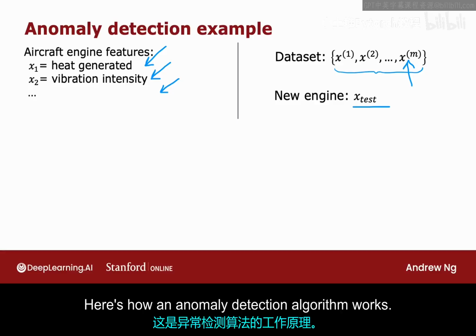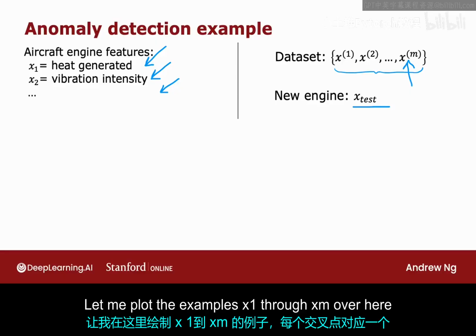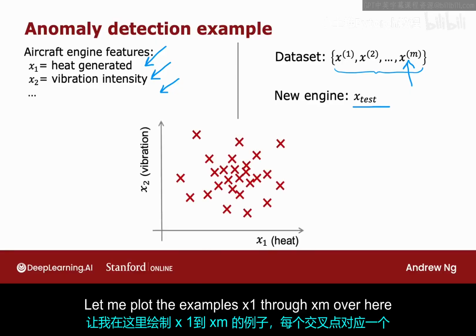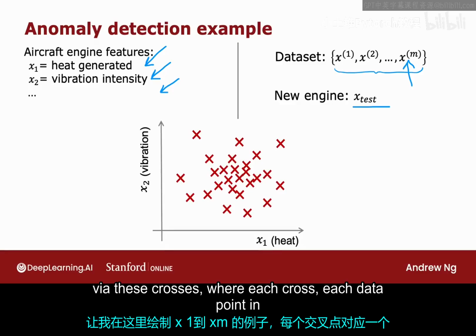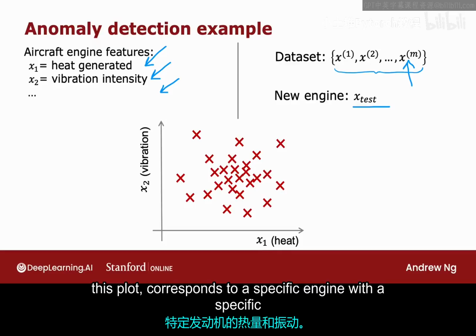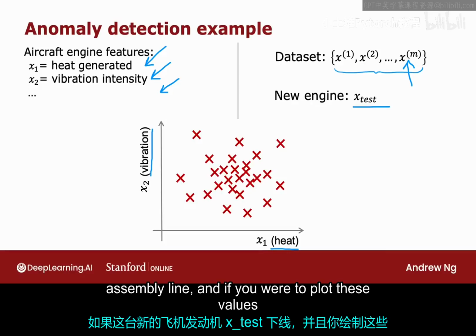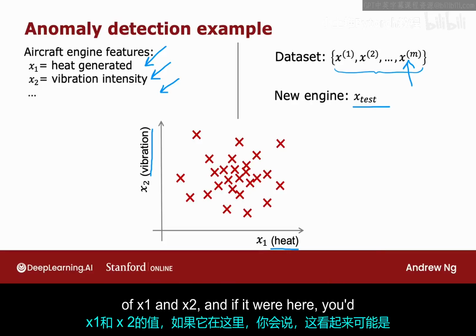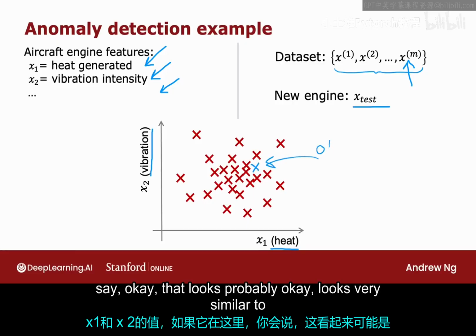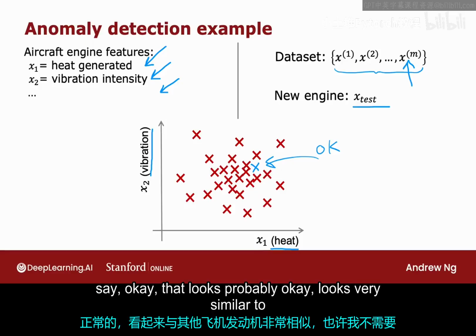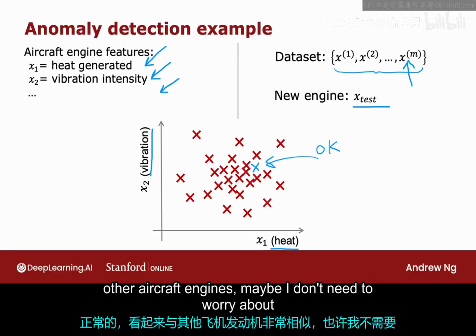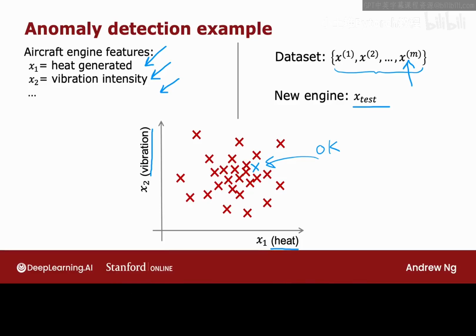Here's how an anomaly detection algorithm works. Let me plot the examples X1 through XM over here via these crosses, where each data point in this plot corresponds to a specific engine with a specific amount of heat and a specific amount of vibrations. If this new aircraft engine, X test, rolls off the assembly line, and if you were to plot its values of X1 and X2, and if it were here, you'd say, okay, that looks probably okay. It looks very similar to other aircraft engines. Maybe I don't need to worry about this one.